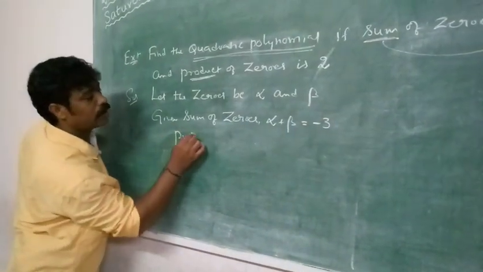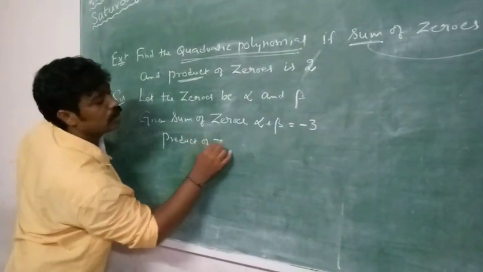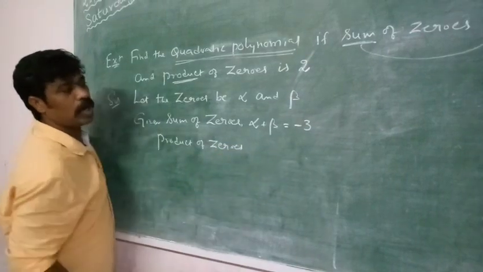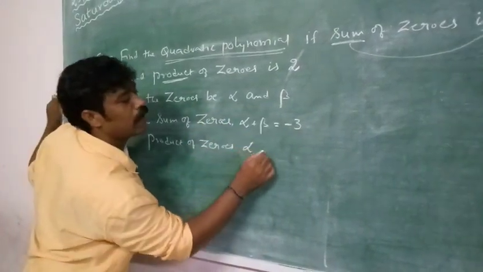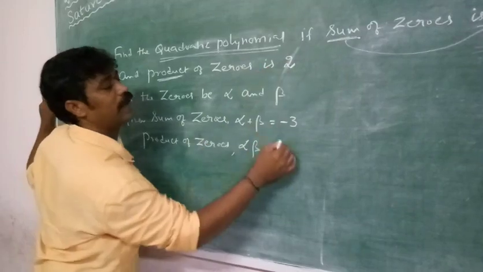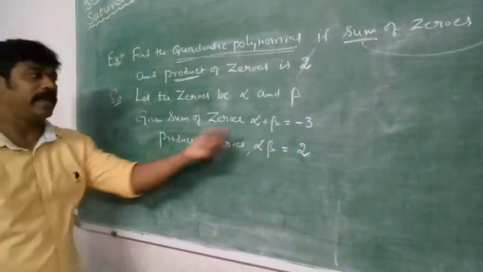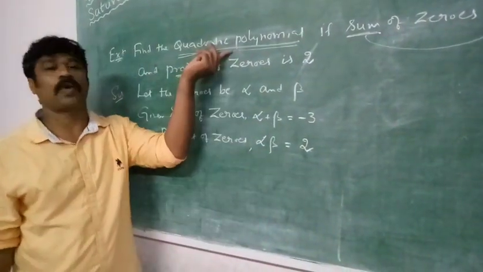Similarly, they have given the product of zeros. Product means we have to multiply these two. So alpha into beta, its value is given as 2. So here alpha plus beta and alpha beta are given. Now we have to find the quadratic polynomial.